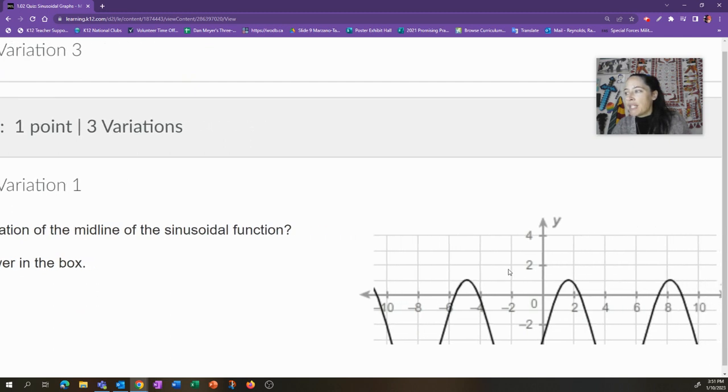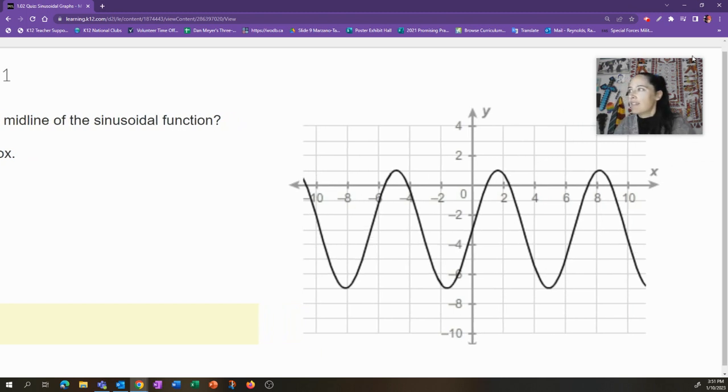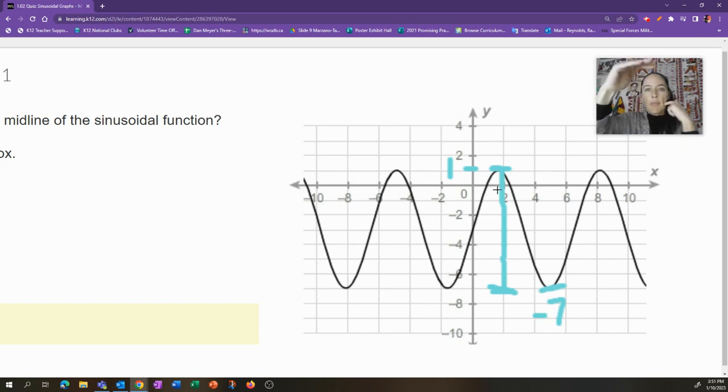But the midline is what we would consider when it's at rest. Now I'd like to find the very big top. Reading this, this is 1 coming down here. This is negative 7. So from 1 to negative 7, from the peak down to the valley or the trough, from the max down to the min, I need to find the middle.